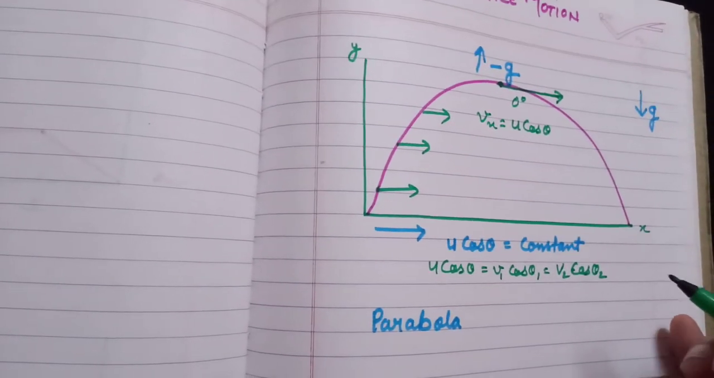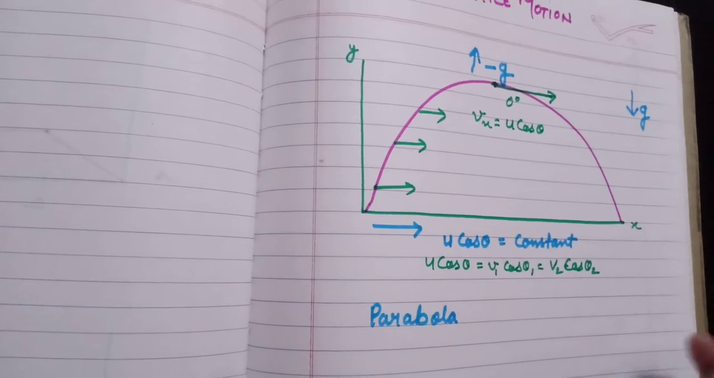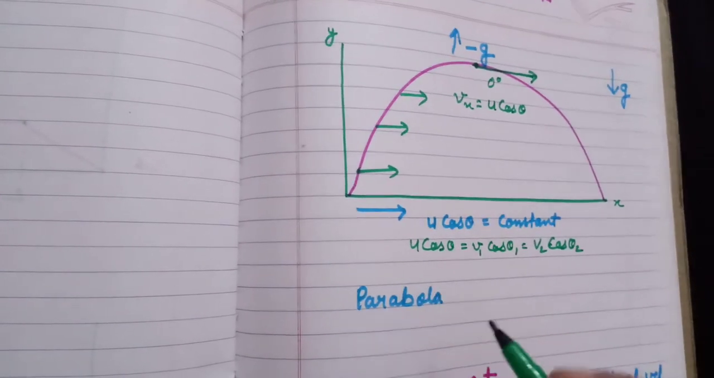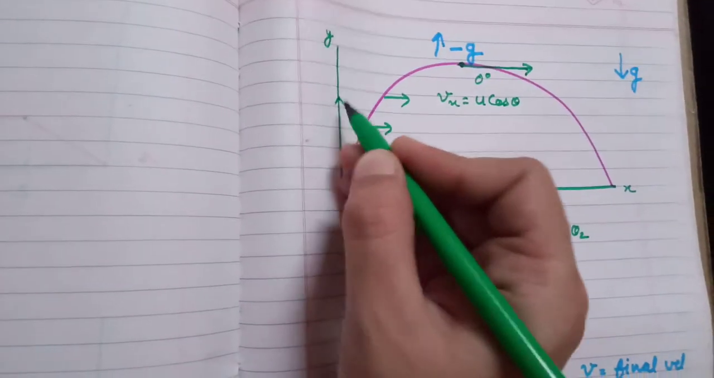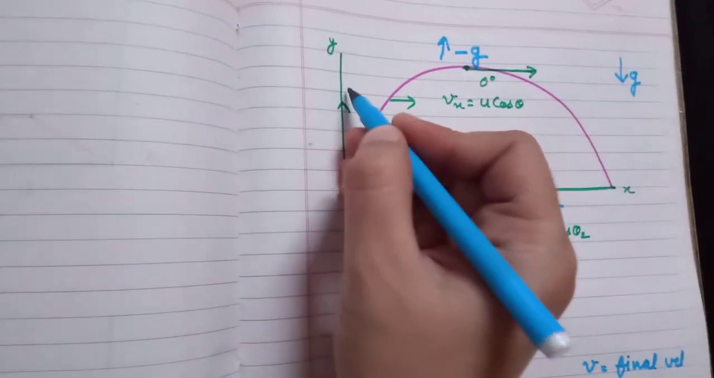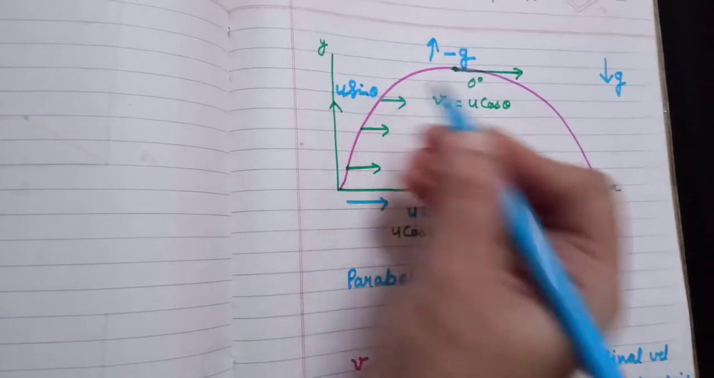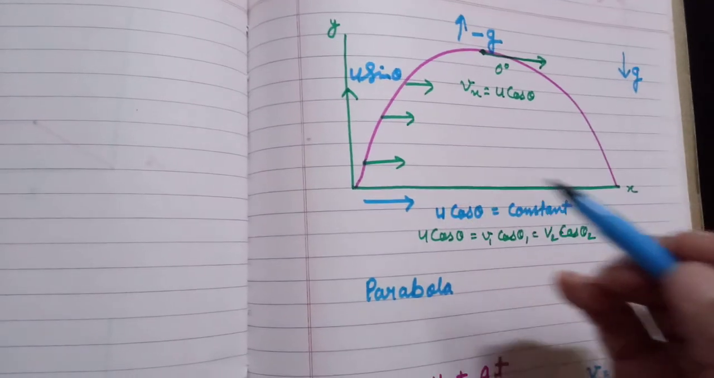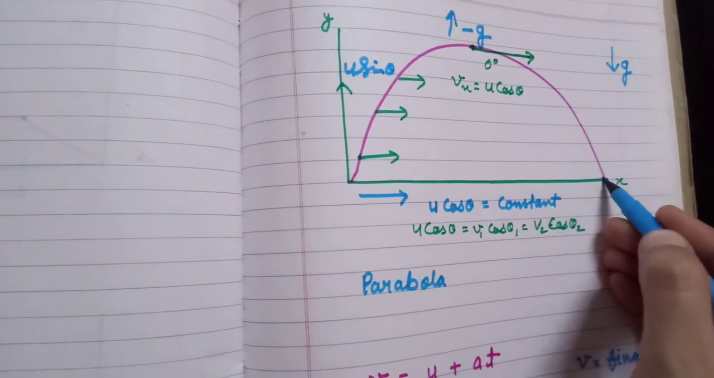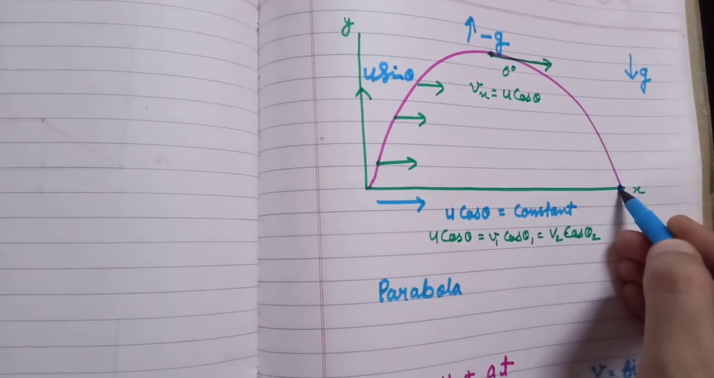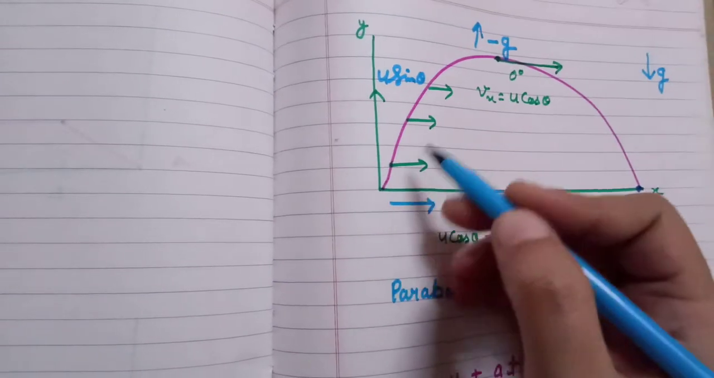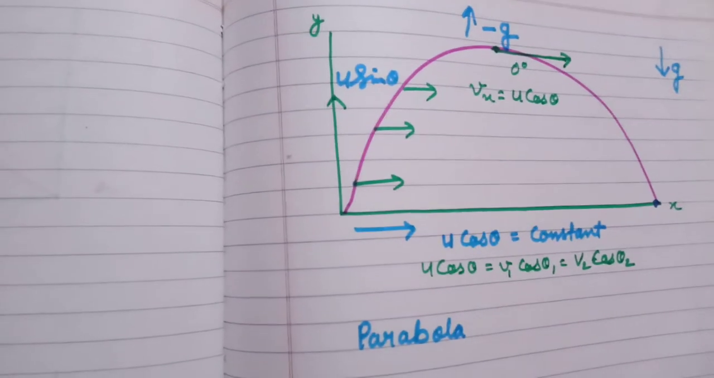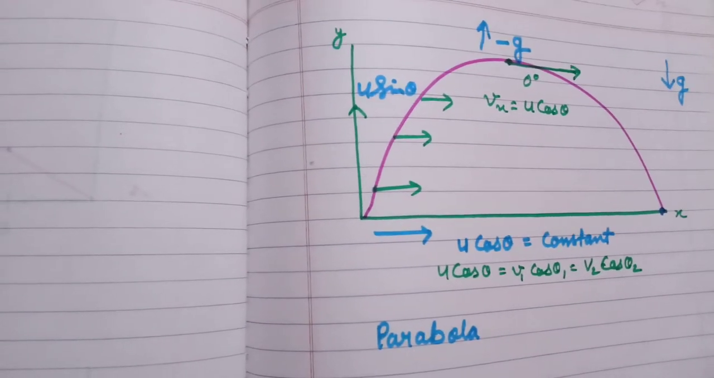In the horizontal direction we take u cos theta, which is always constant. In the vertical direction we take u sin theta, which varies. The projectile hits the ground with the same speed with which it was thrown from the ground. Okay, so this is the introduction of projectile, which you should know already.